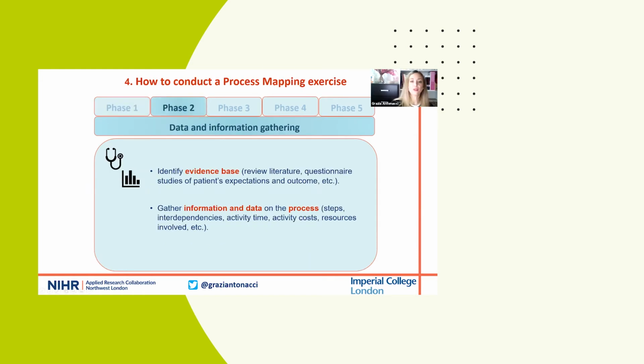Now let's move to phase 2, data and information gathering. Before starting to map, it's important to collect data and information about the process to better understand it. This can include literature or empirical data, such as questionnaire studies of patients' expectations and outcomes, or more operational data, such as process steps, activity durations, activity costs, or resources involved.